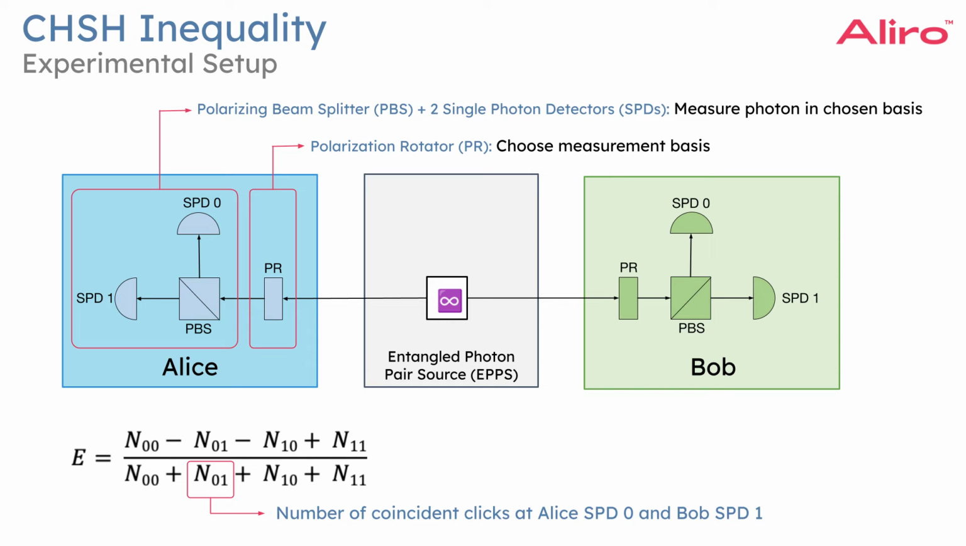For each series of measurements, we keep track of the so-called coincident click counts. So for example, the number N10 that you see in the formula is the number of times that the 1 detector clicked at Alice at the same time as the 0 detector clicked at Bob. And then we take these N numbers and we plug them into this formula for E that is shown at the bottom of the slide.